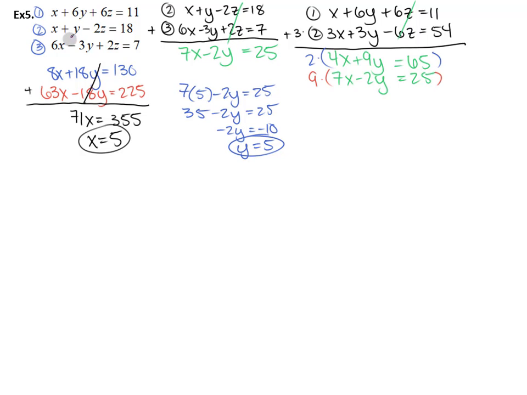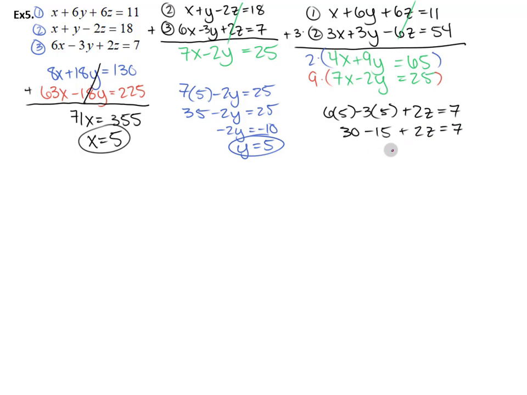Now I need to pick any equation that has z in it. And I like this bottom equation. It looks pretty nice. Let's use this to find z. So 6 times x, which is 5, minus 3 times y, which is also 5, plus 2z equals 7. So this gives me 30 minus 15 plus 2z equals 7.